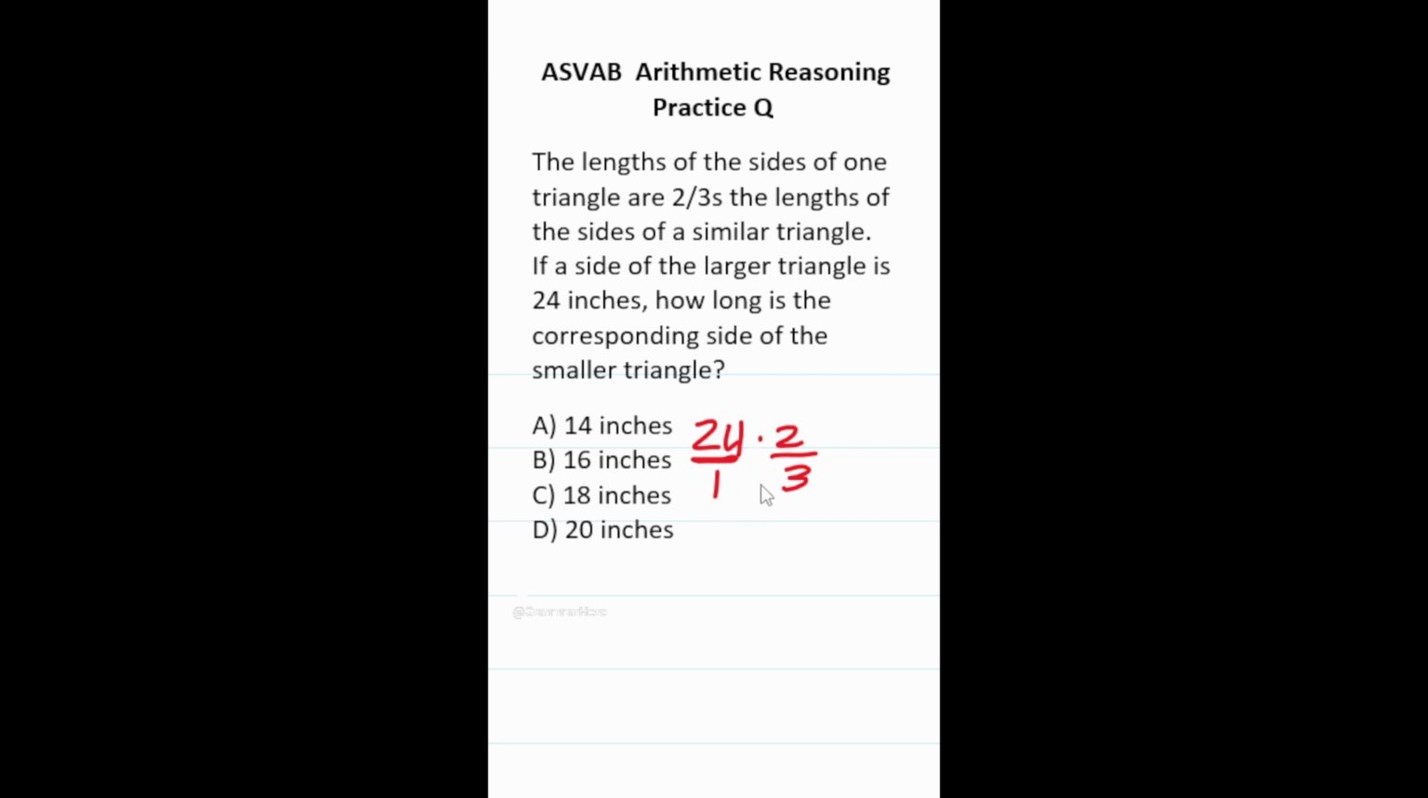To make this math even easier, we can cross reduce. We can say 3 goes into 3 one time, 3 goes into 24 8 times. What do we have here? 8 over 1, 8 divided by 1 is just 8, times 2 over 1, 2 divided by 1 is just 2. 8 times 2 is 16, so we know our answer is B, 16 inches. For the ASVAB and PiCAT, you have to be able to work with fractions. There's no way around it.